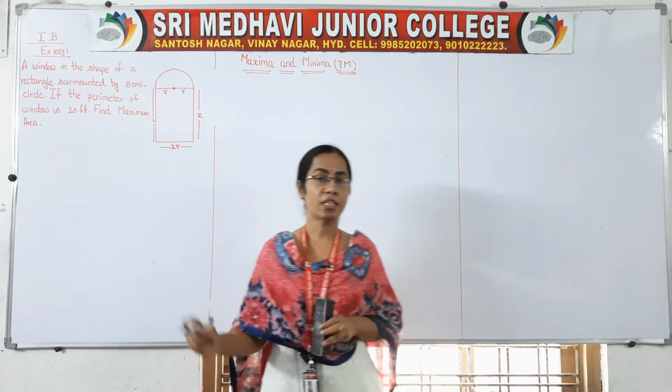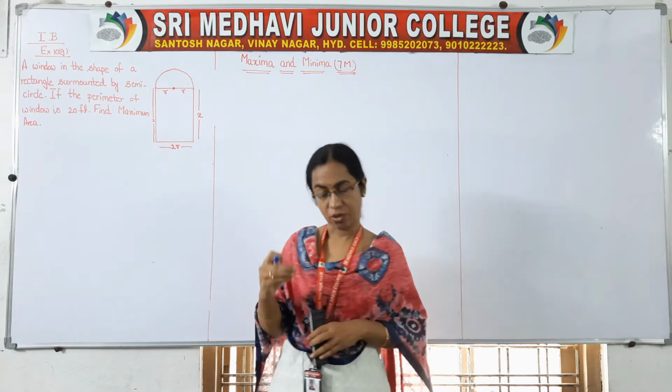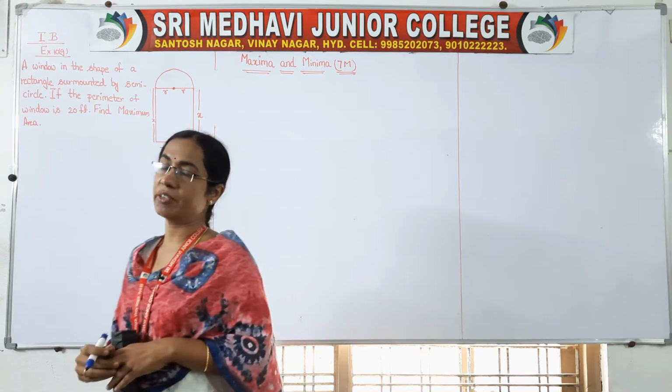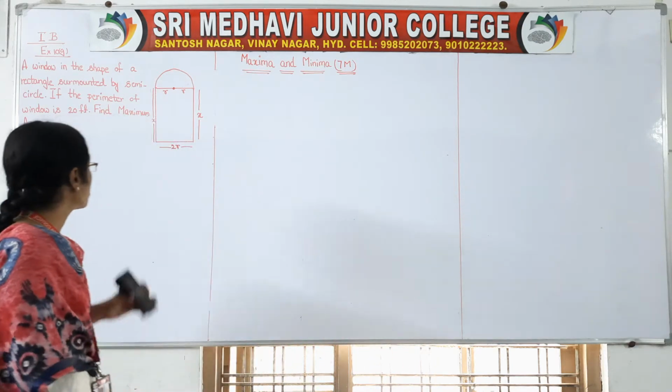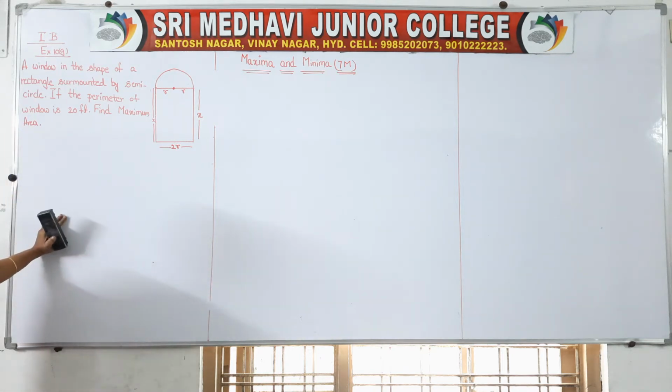So we are dealing with the maxima and minima problems. From this topic you are going to get one long question, a 7 marks question. Okay, so now come to the question. A window in the shape of a rectangle surmounted by a semicircle. If the perimeter of the window is 20 feet, find the maximum area.